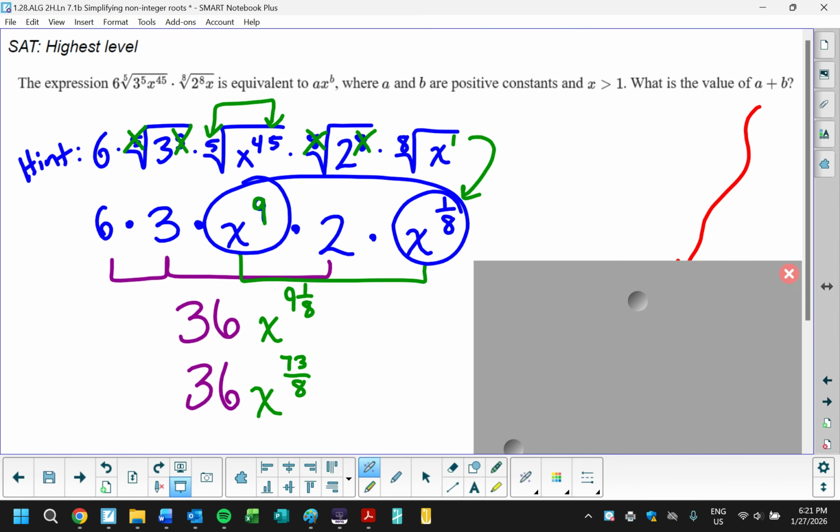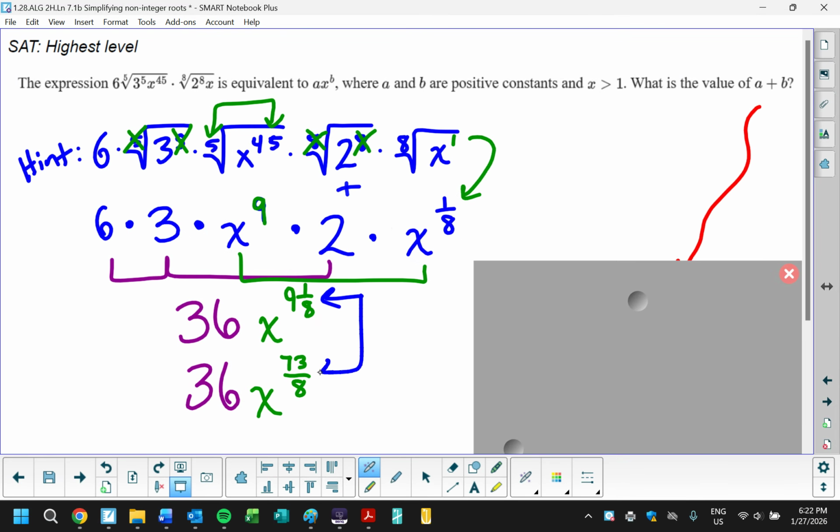Remember, when multiplying the products, you simply add the exponents, which is why you can write x to the 9 and 1/8. Very strange with a mixed number. We usually would write that as an improper fraction. But let's be honest, that's as far as we need to go to answer this question.